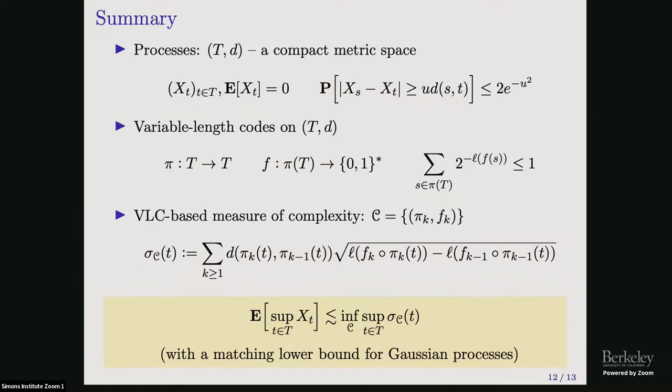And then we showed that, if you don't want to talk about measures, you can talk about codes, as we know as information theorists. So the upper bound is this, right? Minimize over codes, well, sequences of codes, maximize over points. And for the Gaussian processes, the bound could be reversed.